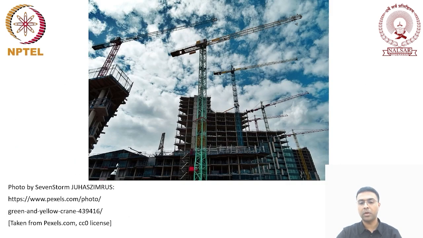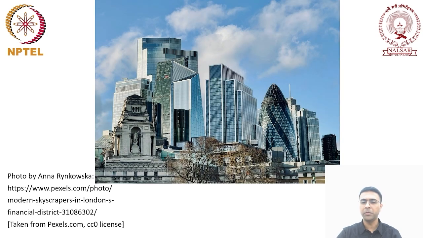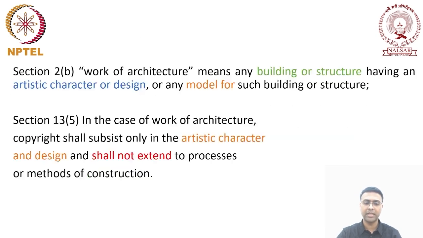Now, this is completely in line with what we had started our discussion with, which was the method of construction. That is a process, and processes of such functions are outside the scope of copyright protection. The only consideration that copyright can protect is the expression, and that expression is what Section 13 explains as the artistic character and design.